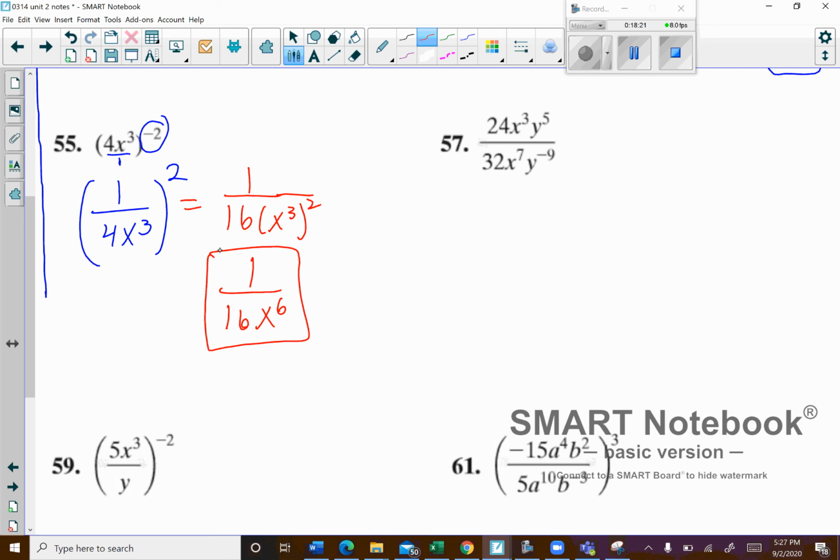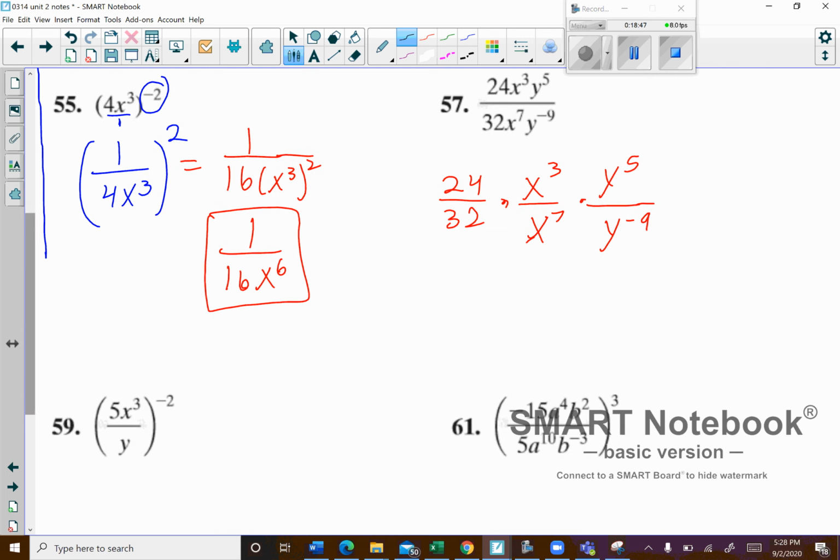Okay, let's see, 57. Now that kind of looks more like the ones we were just working on. So let's see, I'm going to break this up. So let's see, 24 over 32. Let's see, x to the third over x to the power of 7. And let's see, y to the power of 5 over y to the power of negative 9.